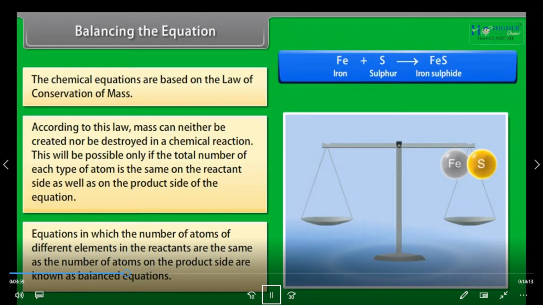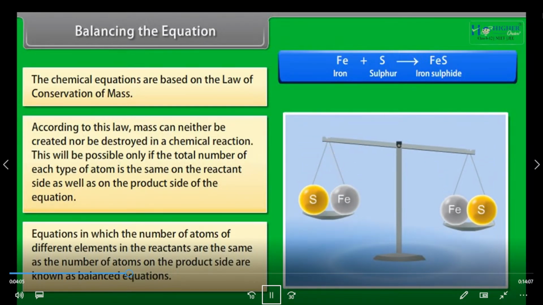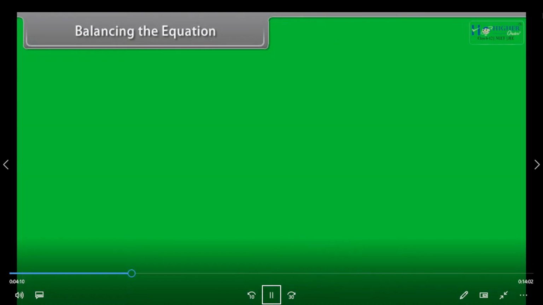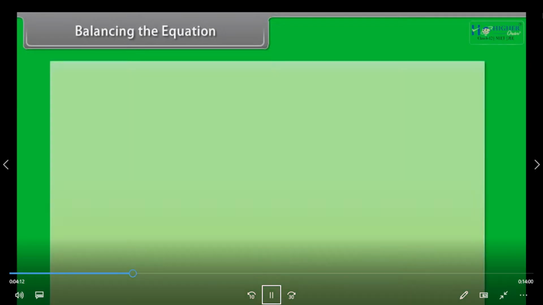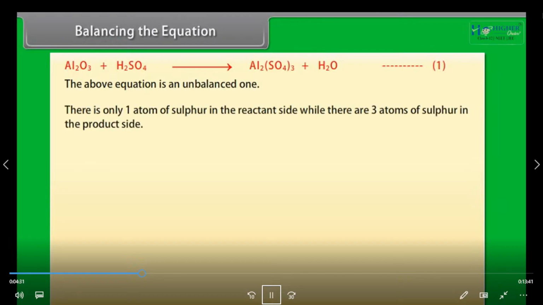Equations in which the number of atoms of different elements in the reactants are the same as the number of atoms on the product side are known as balanced equations. Balancing the equation. Al2O3 plus H2SO4 gives Al2(SO4)3 plus H2O, equation 1. The above equation is an unbalanced one. There is only one atom of sulfur in the reactant side, while there are 3 atoms of sulfur in the product side.